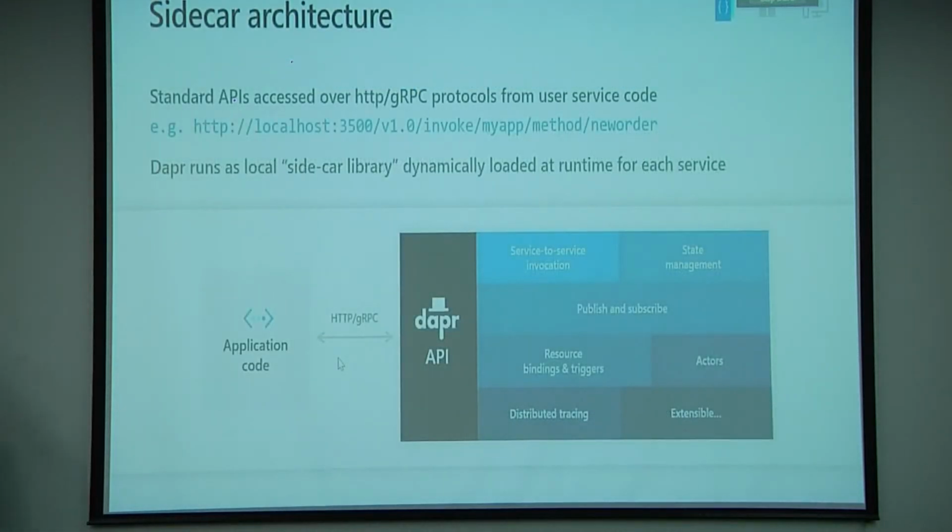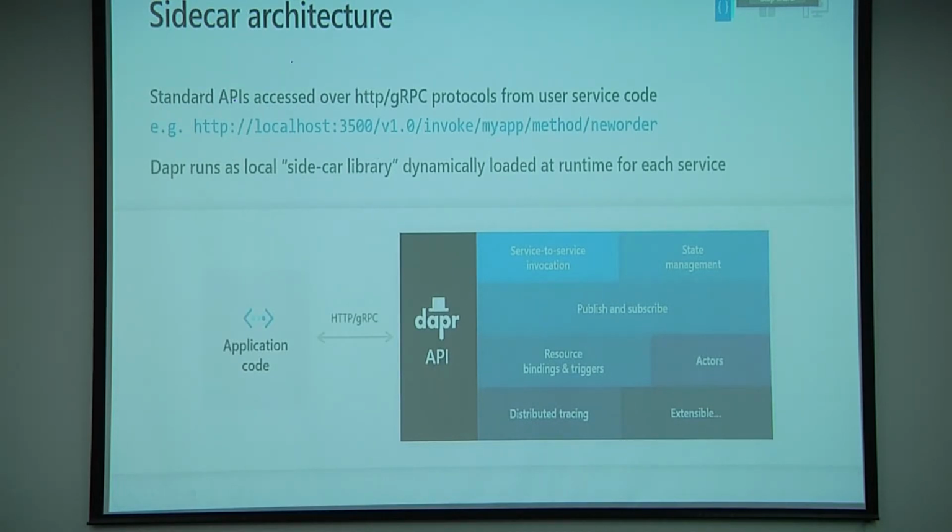So I think this is probably the most important picture from a takeaway perspective of what Dapper is. At its heart, it provides a set of standard APIs that can be accessed over HTTP or gRPC. So you can call the capabilities. Here's your application. Here's Dapper. You call over HTTP or gRPC protocol. And then Dapper provides an API here with a set of capabilities that you can use. And it does this through a localhost URL format.